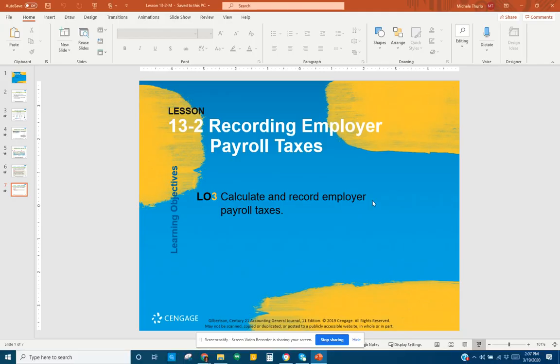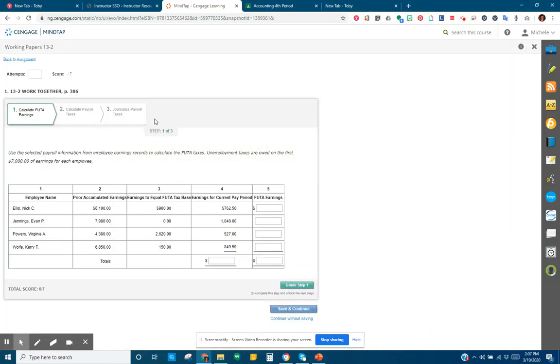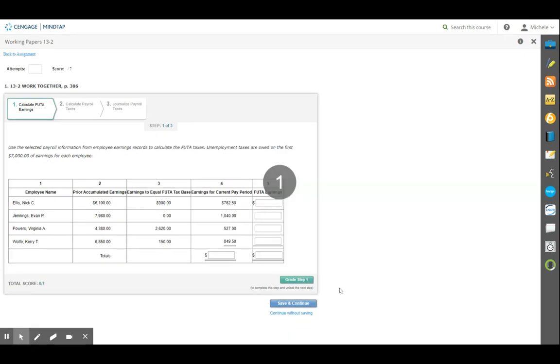Okay, so let's look at the work together problem. Okay, so here we do work together. This is the information from the employee's record. Okay, we are ready to start on work together for Chapter 13, Lesson 2.